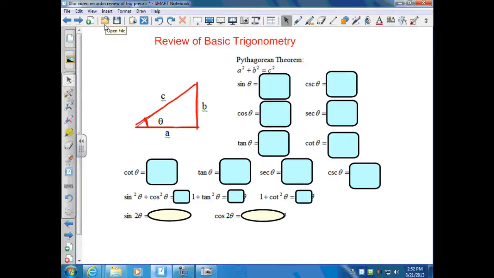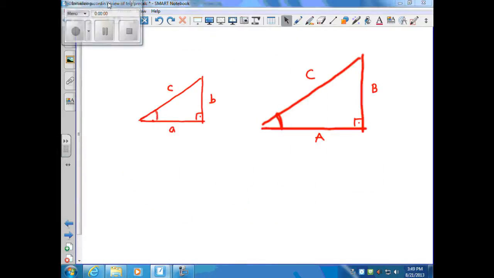In this lesson, we will take a look at a review of basic trigonometry. And before we do that, I'd like to back up a little bit and actually take a look at something from geometry. So here we have two triangles, and they're both right triangles.